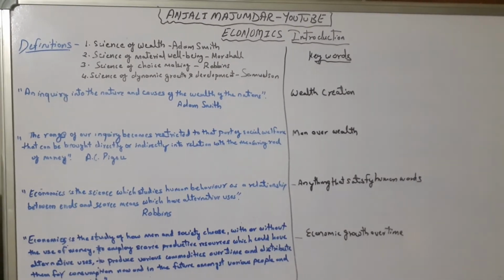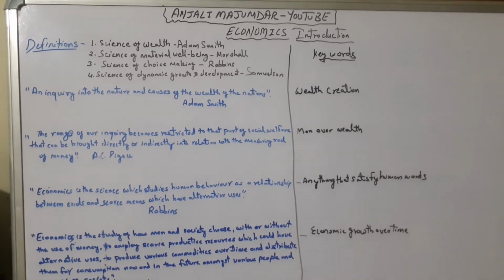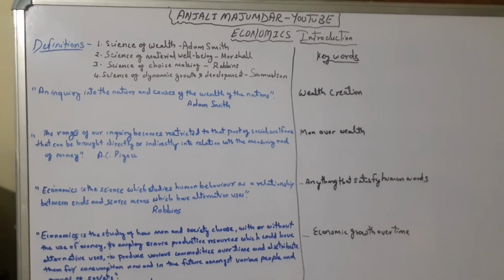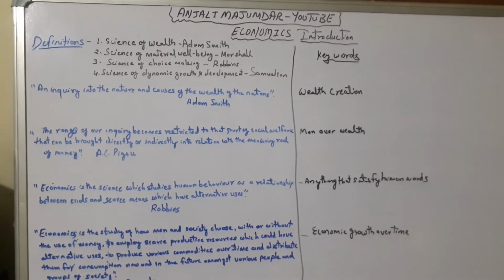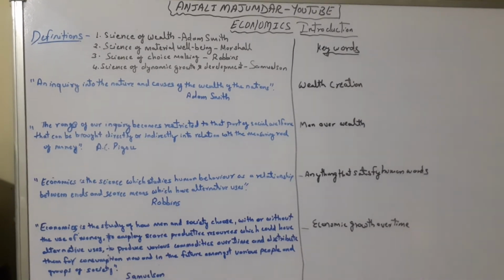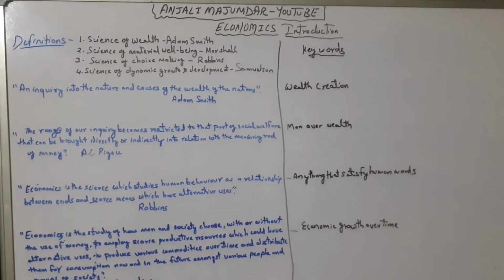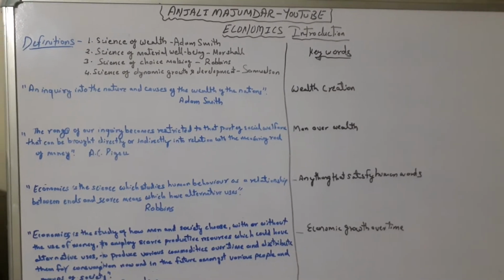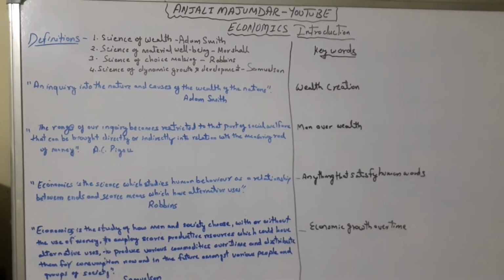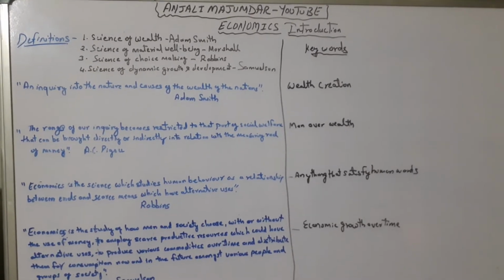I have divided here four definitions: science of wealth, given by Adam Smith. One more thing, the father of economics is Adam Smith. Then science of material well-being, given by Marshall, although I have taken the definitions of A.C. Pigou. Science of choice making, given by Robbins, and science of dynamic growth and development, given by Samuelson. So these are the four major, well-established definitions accepted under economics.